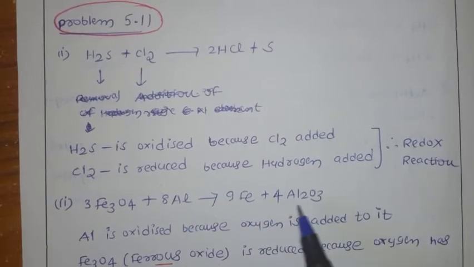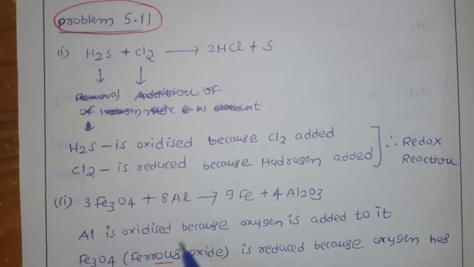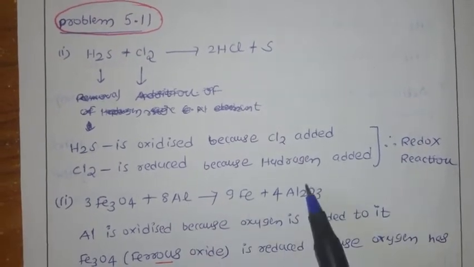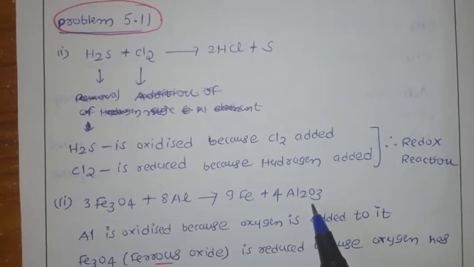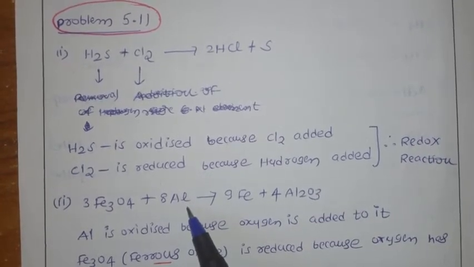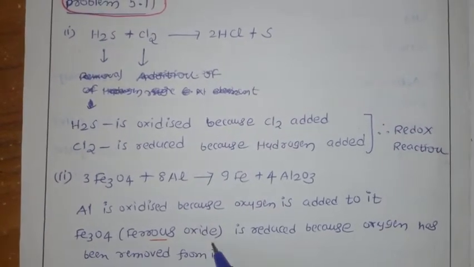Next, if you see here, we have the iron oxide reacting with 8 moles of aluminium, giving rise to iron plus aluminium oxide. Now in this, aluminium is oxidized because oxygen is added to it. Here, from here to here, what happened? Aluminium is converted into aluminium oxide. So addition of oxygen is called as what? Oxidation. So aluminium is oxidized.